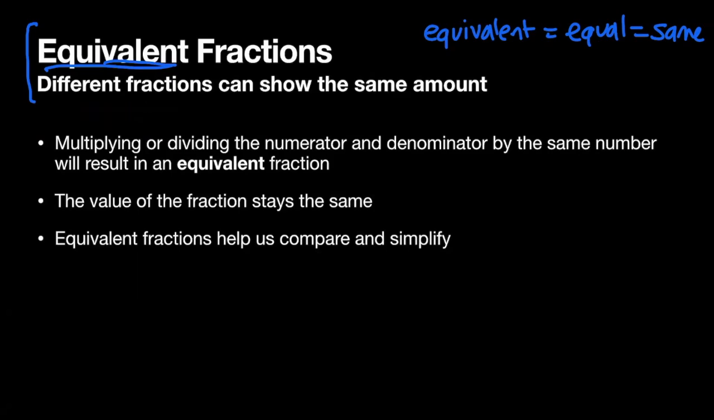So essentially, multiplying or dividing the numerator and denominator by the same number gives us an equivalent fraction. So even though we're multiplying the numerator and the denominator, the value of the fraction stays the same. And equivalent fractions help us compare and simplify. So is everyone understanding that? And we'll go through some examples now.